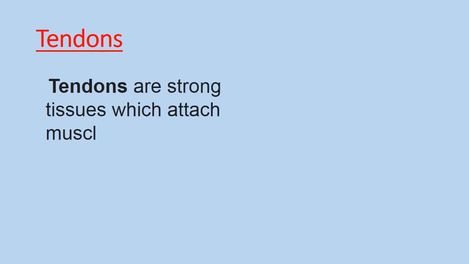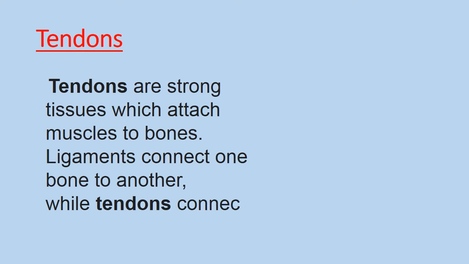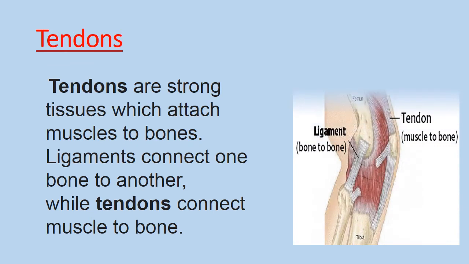Next is tendons. Tendons are strong tissues that attach muscles to bones. Tendons and ligaments are similar because they are both made of collagen, but the difference is that ligaments connect one bone to another, whereas tendons connect muscle to bone.